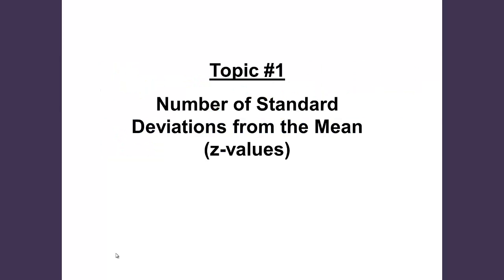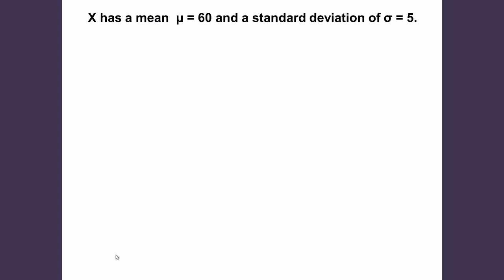Topic number 1, the number of standard deviations from the mean, their Z-values. Our example has a mean of 60 and a standard deviation of 5. I will use the number line to demonstrate some ideas about standard deviation and to help us with our calculation.